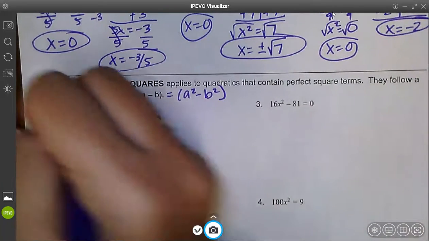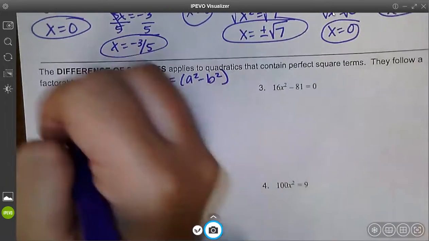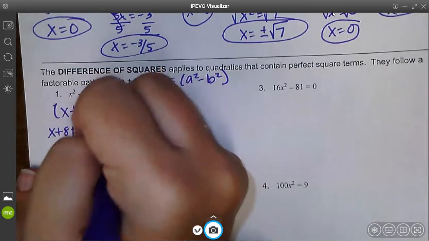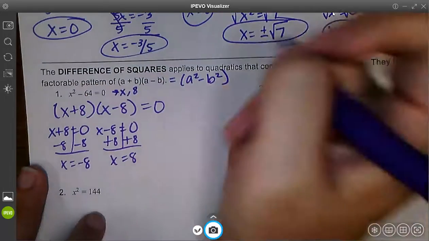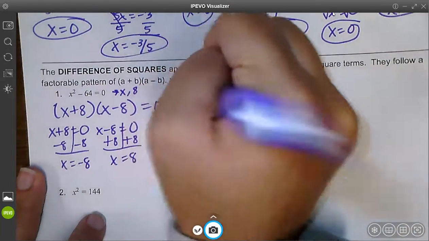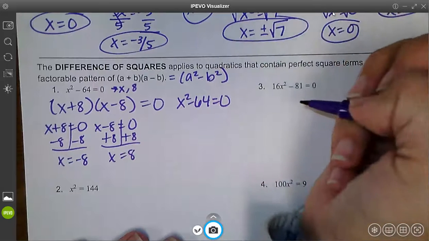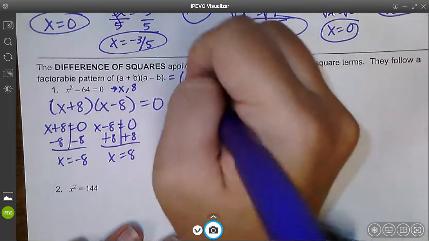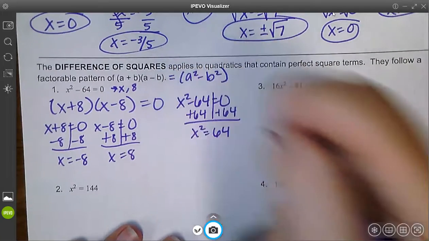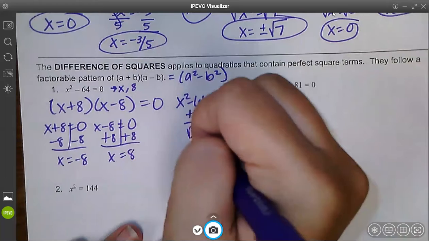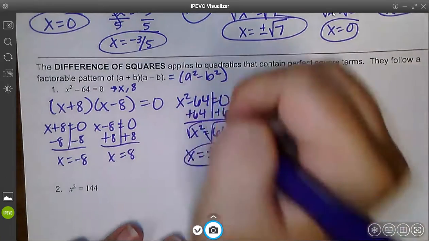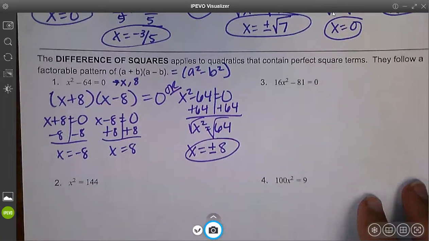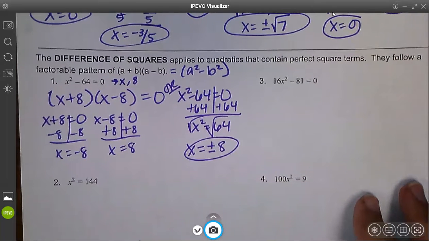Set each piece equal to 0 using the zero product property. Subtract 8 from both sides, x equals negative 8. Add 8 to both sides, x equals positive 8. Or, when you have this one, you can solve it using the equation because it doesn't have that middle term. So I'm going to add 64 to both sides. x squared equals 64. Take the square root of both sides. Remember, when you take the square root, you have to take the positive and negative square root. And so you have x equals plus and minus 8. So you can do either one. You can factor it or you can solve it.